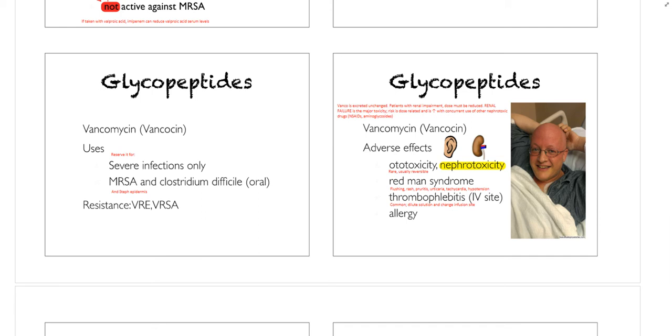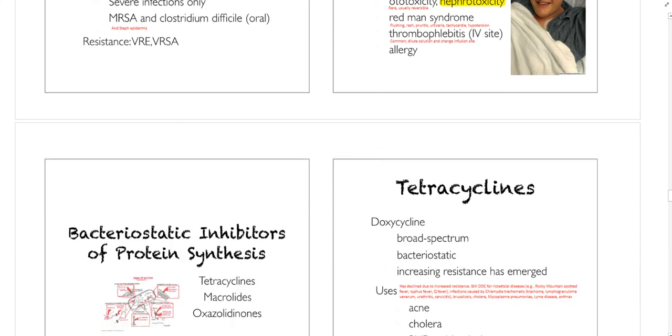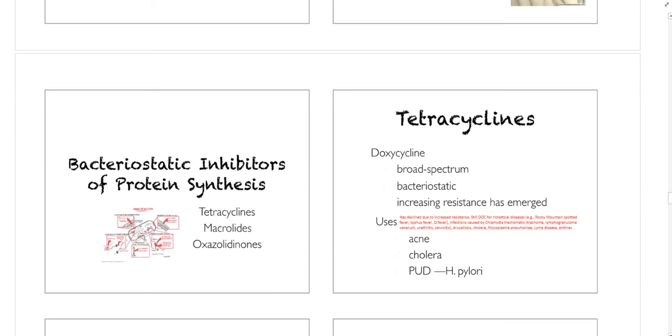Okay, so red man syndrome, this is kind of what is going on here. This person looks very red, they're flushed, they may develop a rash, inflammation of the skin a little bit, tachycardia and hypotension. Thrombophlebitis is common. So what we're going to do is just dilute the solution and make sure we're changing the IV site as with anything else. And then, of course, anytime we give anything, there's potential for allergies.